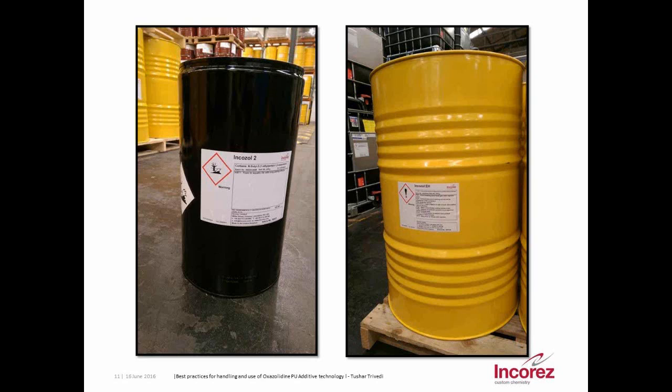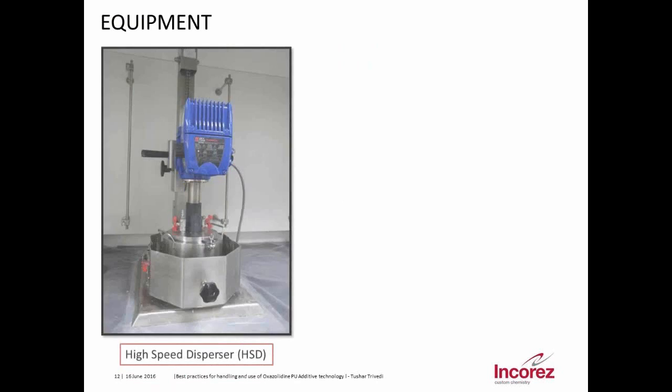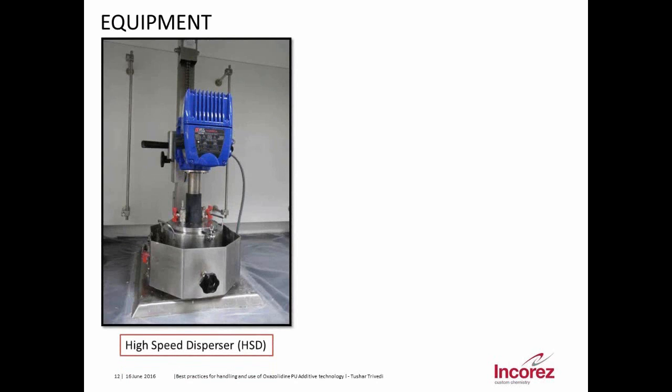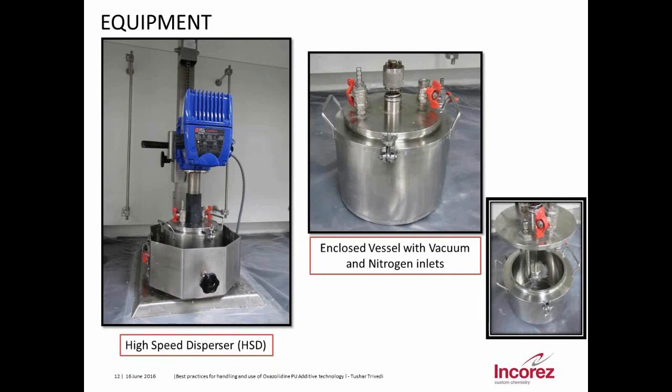All the raw materials which are used to manufacture one-component moisture cure coatings are moisture sensitive. So to produce a one-component stable product, it is recommended to use this kind of equipment, which is a high speed disperser as shown here, and the vessel which is recommended should be an enclosed vessel, so moisture should not penetrate, and this should have a vacuum and nitrogen inlet as shown here.